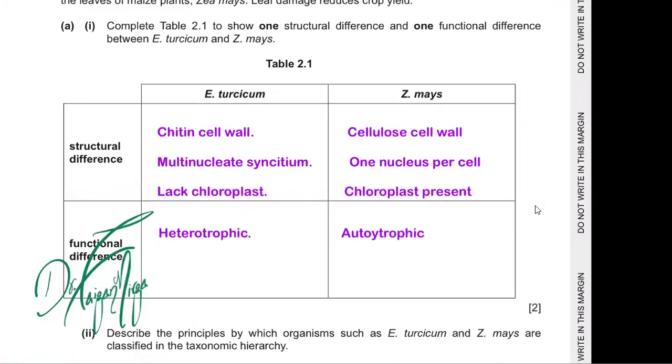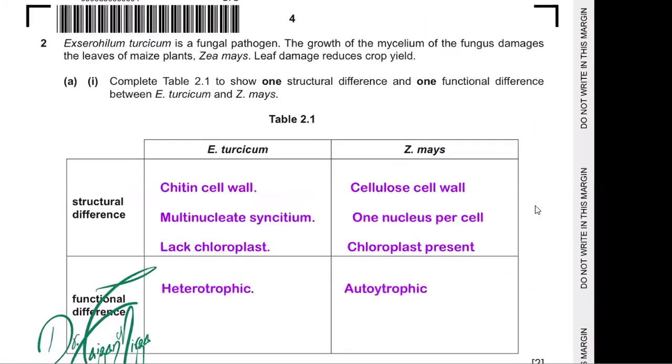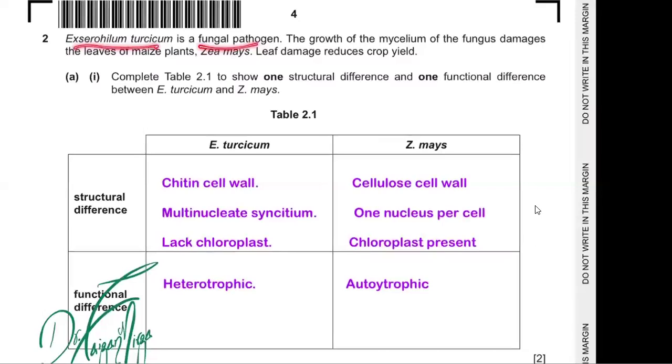Then they're asking you to compare the structural features and the functional difference between these two organisms. They have told you that this organism is a fungal pathogen, and this one is a leaf. So this is fungi, and this is plant. This second question deals with kingdom plant, and this deals with kingdom fungi. So you recall the features of the fungi and plant, and then start to put the table together. Again, recall that the first word in italics represents the genus. So these two are the genus of these organisms, and the second word represents the species.